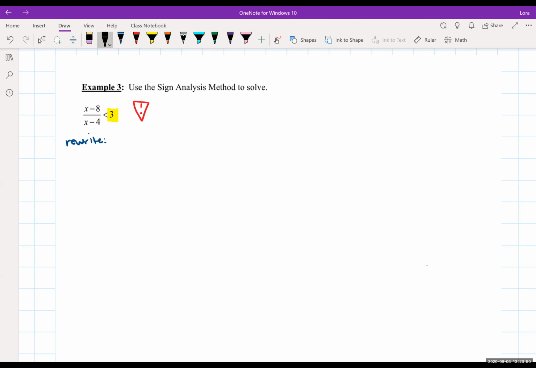you're going to still have your x minus 8 over x minus 4. But when you move the 3 over, you're subtracting 3 from both sides. So that gives you an inequality expression that's now compared to 0. And that's what we'd like. Now, before we can actually use the sign analysis method, there's one more thing to do. We're going to refresh our algebra skills. And the idea is we're going to need to combine this part over a common denominator. So I'll write that down.